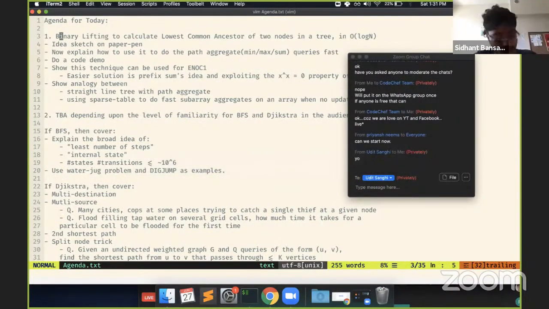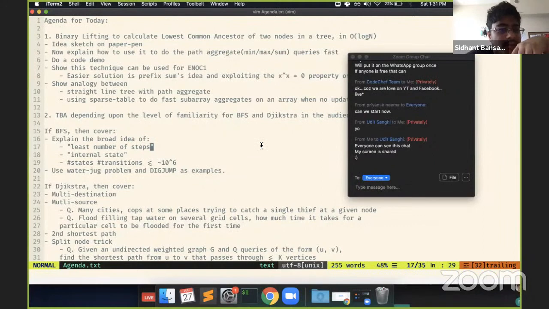So I looked at the votes for the poll that we conducted before, and I'm still confused about whether we should cover BFS or Dijkstra. But for the first topic, I'm quite confident that we should cover this, which is how do you calculate the lowest common ancestor in a tree for two nodes fast, that is in log n. So there is a slow method which we'll quickly go through, but the slow method is kind of order n-ish.